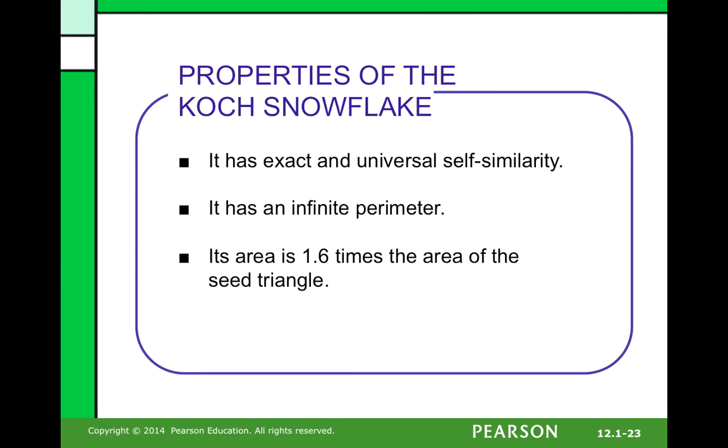So here are some properties of the snowflake. It has exact and universal self-similarity. You can zoom in or zoom out as much as you want, and you will see the same thing. Its perimeter is infinite, but its area is finite. And it's really finite, if that even makes sense. So the area of the seed triangle was, whatever it was, the area of an equilateral triangle with side length 1, and then you just multiply that times 1.6. So it's kind of a funny figure. You can zoom in, zoom out as much as you want. It contains finite area, but the boundary itself is infinite.